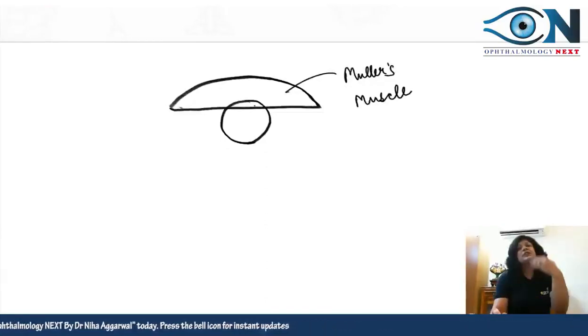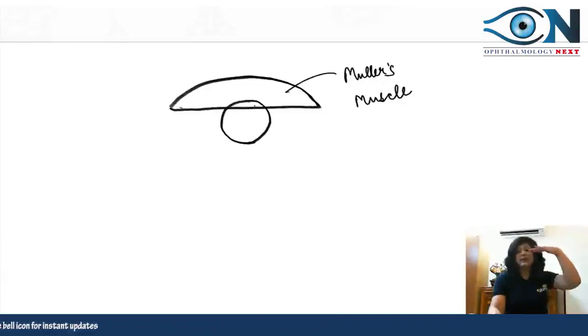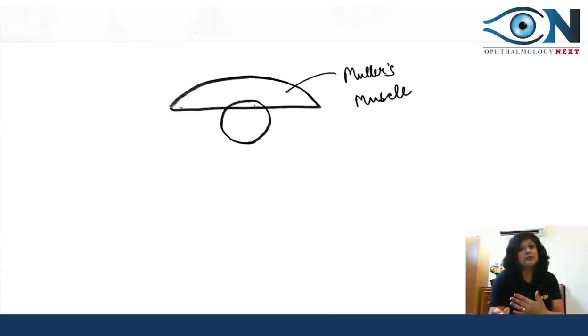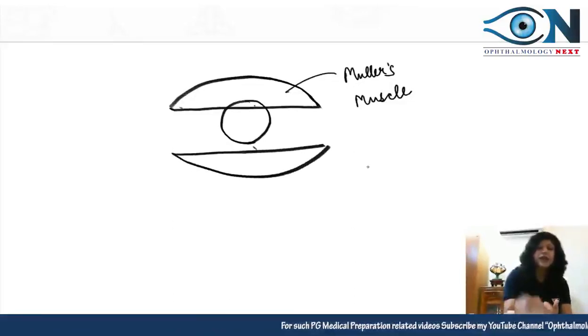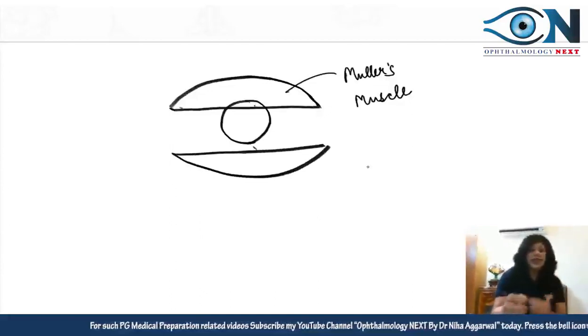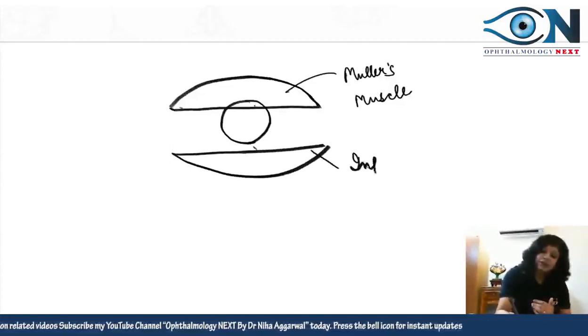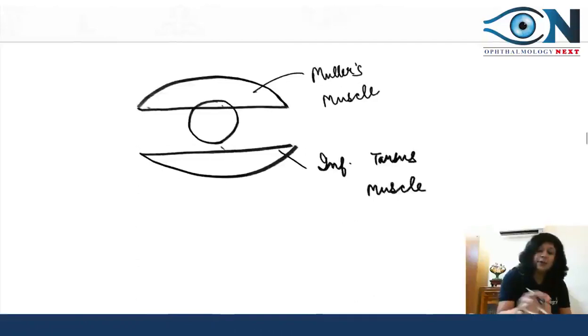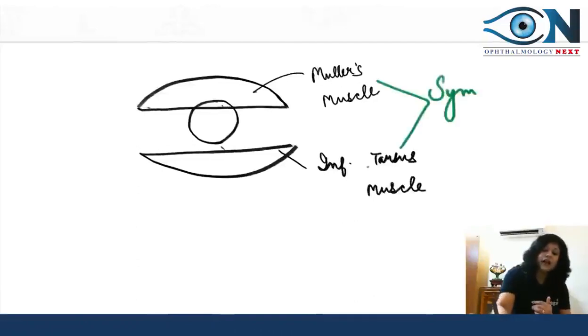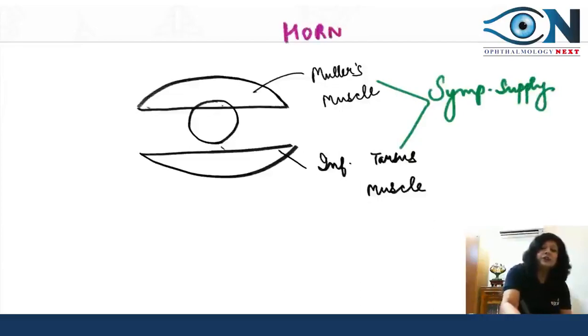I'm not talking about the elevation. Elevation is done by the LPS muscle. I'm just saying that this upper eyelid will cover the superior 2 mm of the cornea with the help of Mueller's muscle, while the inferior eyelid is just below the limbus, so you are able to see the whitish portion, and this is done with the help of the inferior tarsal muscle, right? Now we know that both of them have the sympathetic supply, and because both of them have the sympathetic supply, when we have Horner syndrome, what will happen?